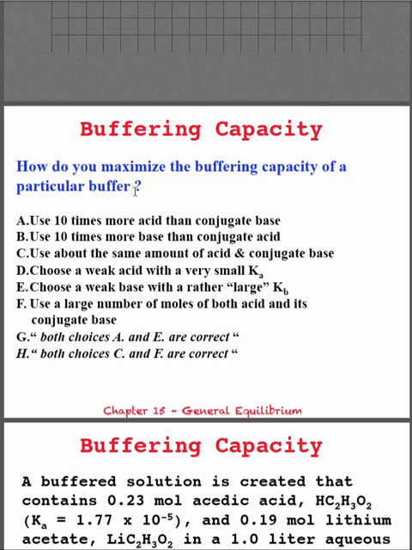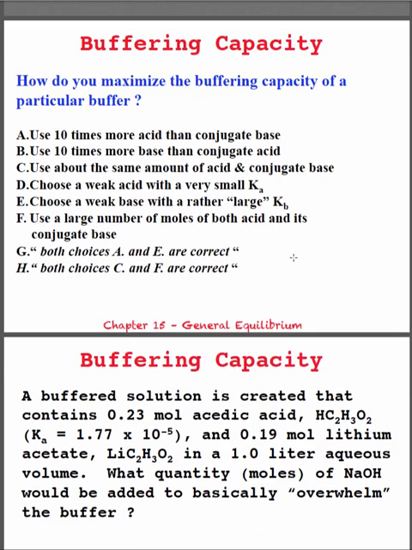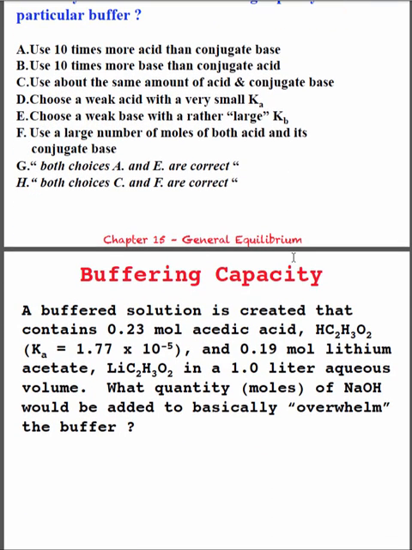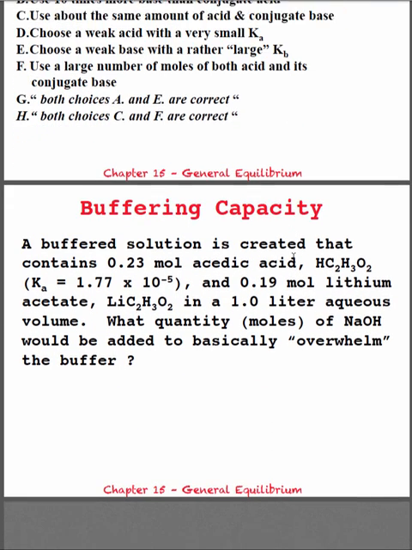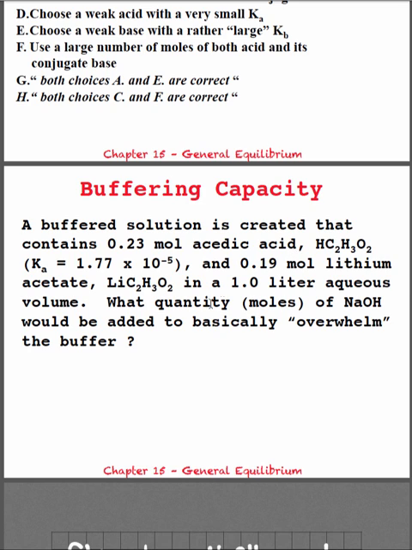To maximize the buffering capacity, usually we say, let's have equal amounts of acid and conjugate base. If I can dissolve 1 mole of acid and 1 mole of its conjugate base into the same beaker, then I have a buffering capacity of 1 mole. 1 mole of acid or 1 mole of base could be neutralized by that 1 mole of each in the buffering system.